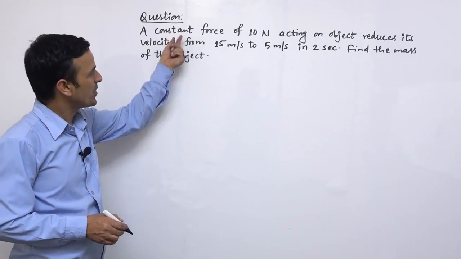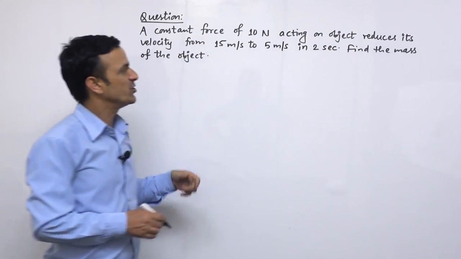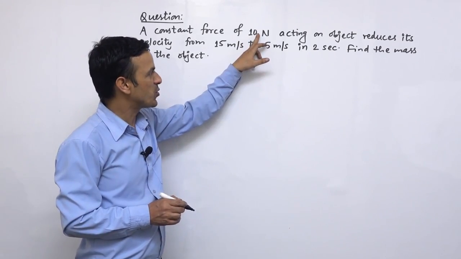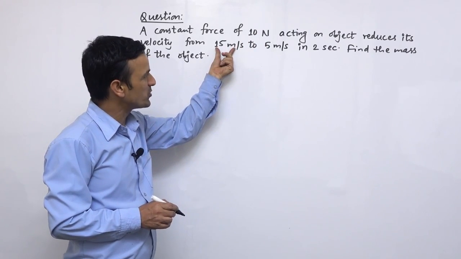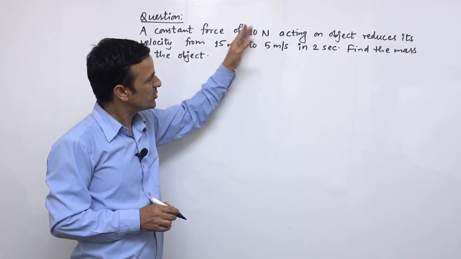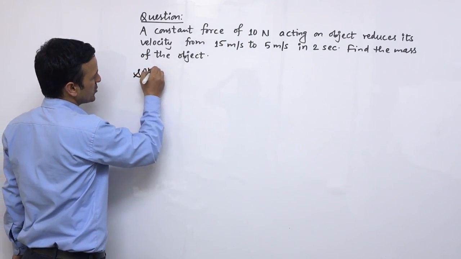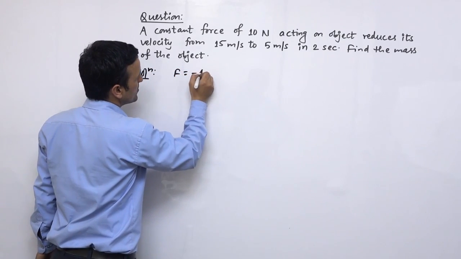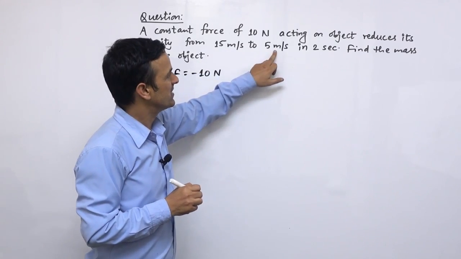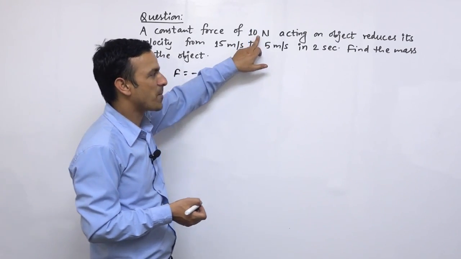Now let's see this question. A constant force of 10 Newton acting on an object reduces its velocity from 15 to 5 meter per second. When this 10 Newton force is applied, the velocity decreases. So this force is the retardation force. Since the force decreases velocity, we write this force as -10. In the solution, F is equal to -10 Newton. We should write the minus sign because the velocity has decreased, and a force that reduces velocity is a retarding, opposite force. A negative force is applied here.